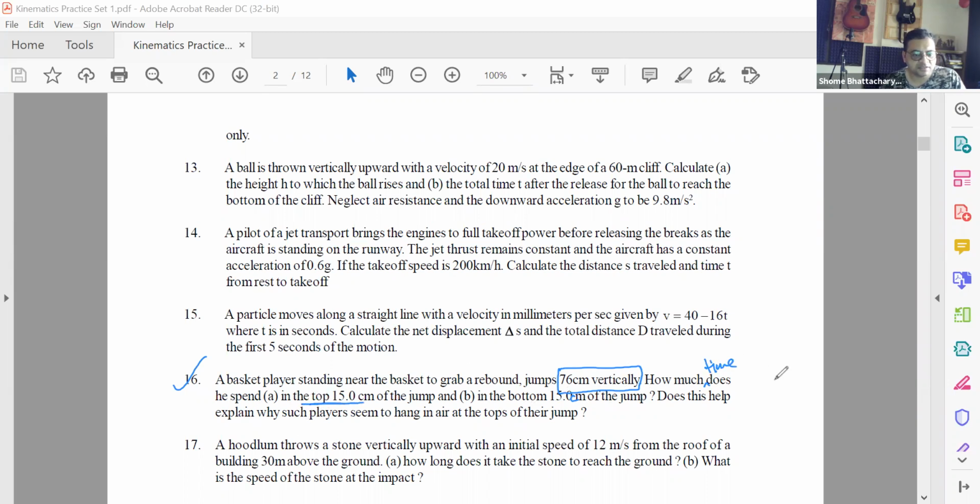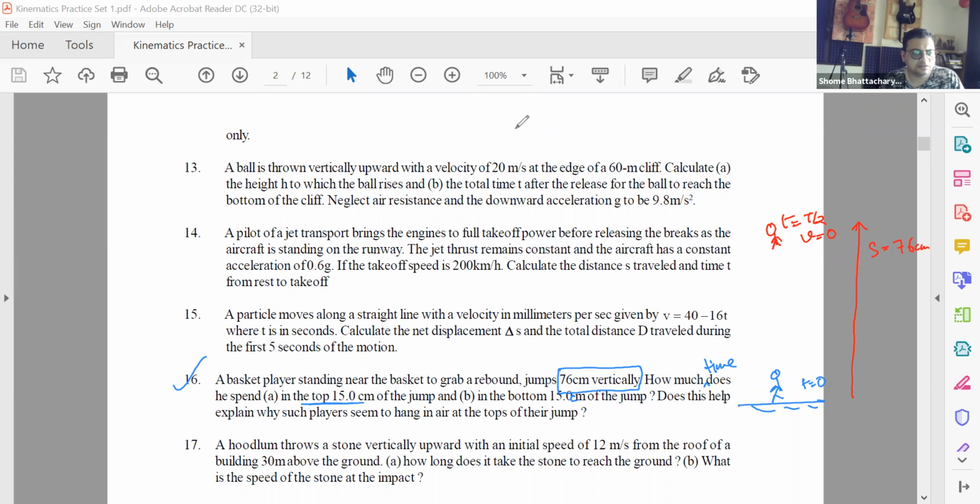So what this means is, if this is the ground level, now suppose he starts the jump at t equal to 0 and he reaches the top position of the jump. I'm just drawing a very rough picture. He doesn't jump so high, but I'm just saying. So this is at time capital T by 2, when his speed becomes 0. At this point of time, he has had a displacement of 76 centimeters.